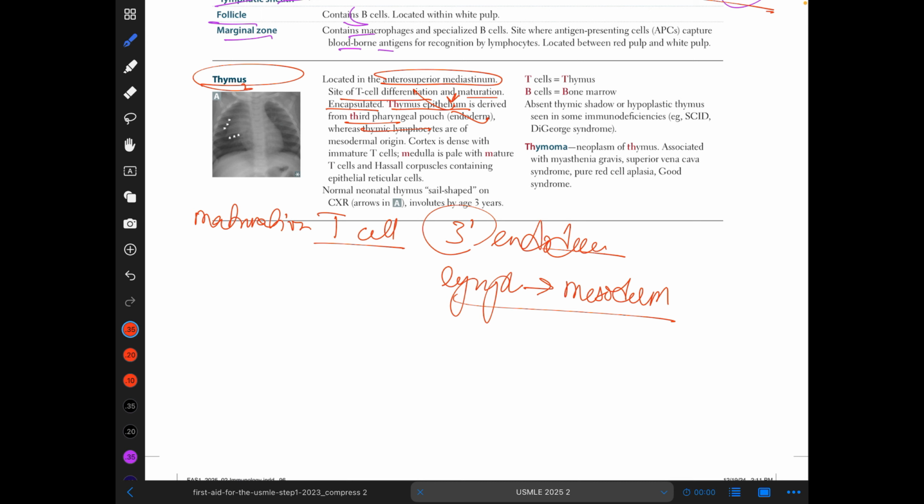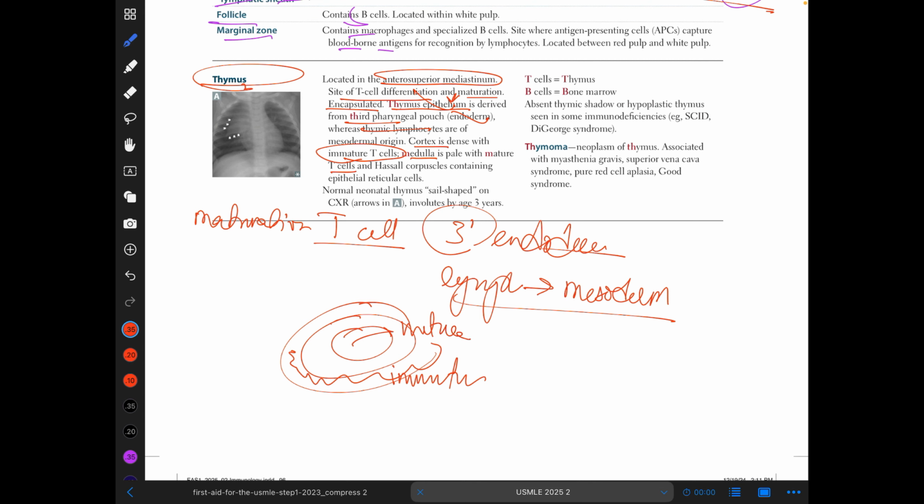It also has parts like the cortex and the medulla. The cortex contains the immature T cells, and the medulla contains mature T cells. For example, that is the cortex and this is the medulla. In the cortex, there are immature T cells, and in the medulla there are mature T cells giving the pale look, and the Hassall corpuscles containing the epithelial reticular cells.